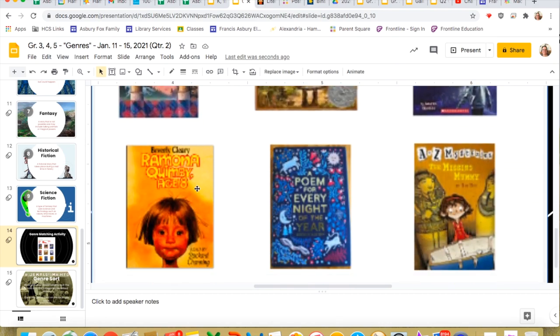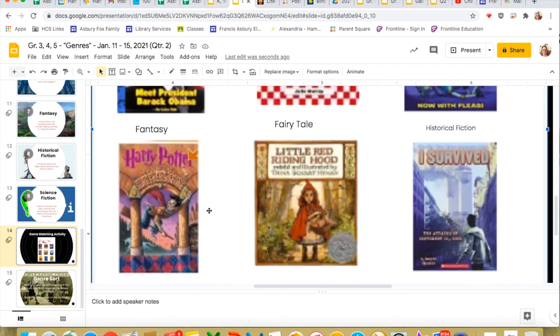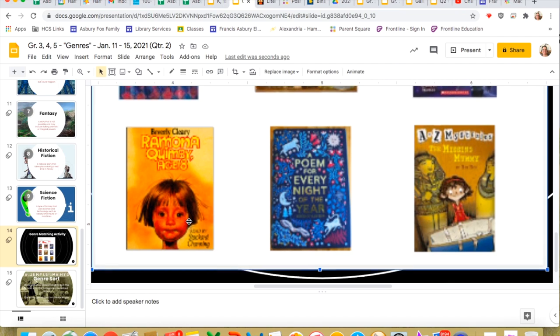Well, if you think about it, Ramona Quimby, Age 8, those books are a lot like Junie B. Jones and Amelia Bedelia. They're made up characters, but the stories are based around settings and things that happen to the characters that could happen in real life, like things that happen with Ramona or Junie B. when they go to school or when they're at home. Maybe some of you know the books Beezus and Ramona. These are made up characters. They don't really exist. But the author created these characters and made the setting and the things that happened to them things that could happen in real life. So that's why it would be considered realistic fiction.